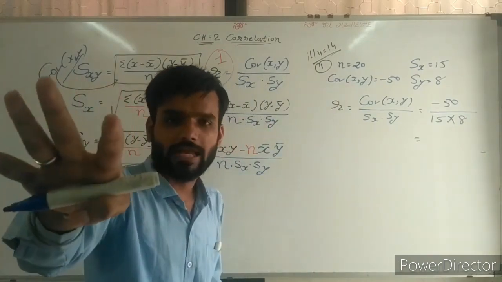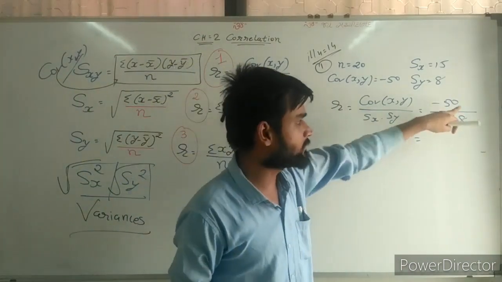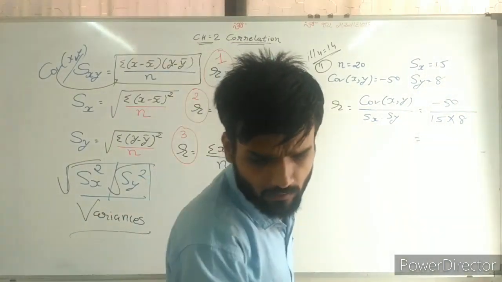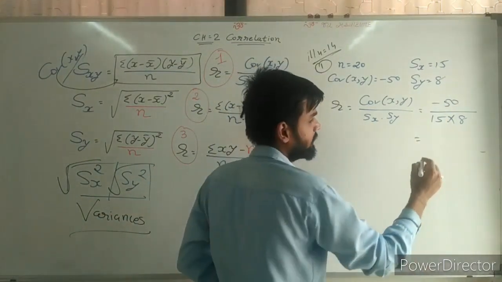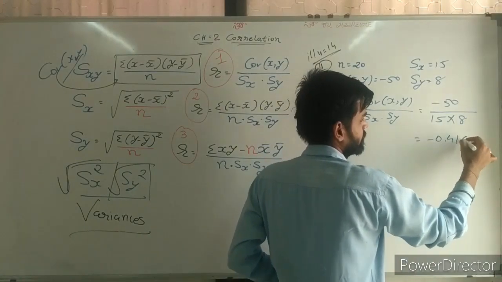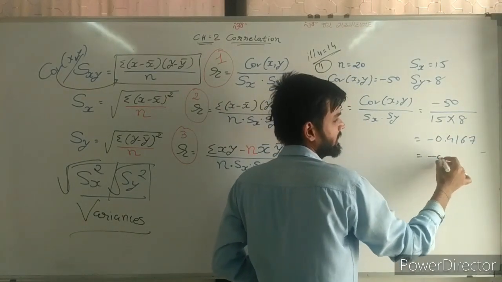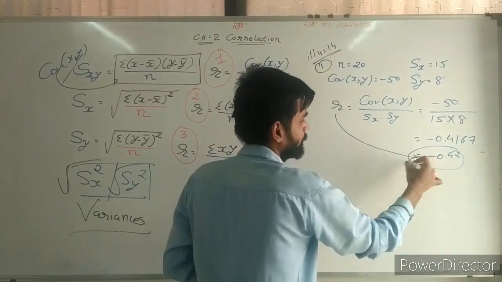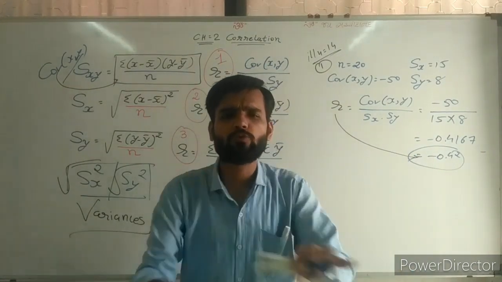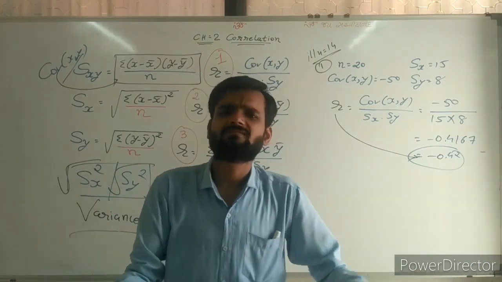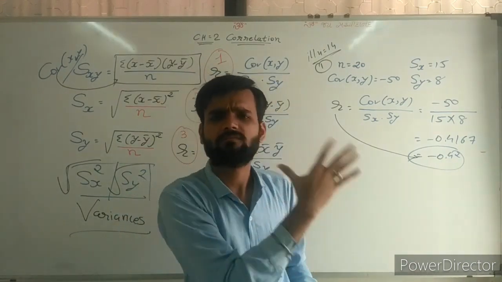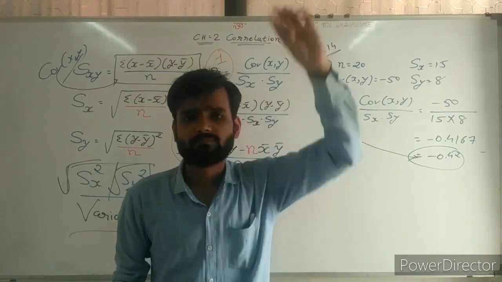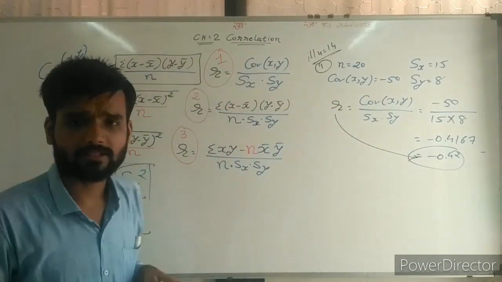Now calculate in your calculator: minus 50 divided by 15 divided by 8, and you will get the answer minus 0.4167. So approximately I can write minus 0.42. This is the value of our correlation coefficient, completed. That's it, the simplest one. In this way we can solve sums by using these formulas.